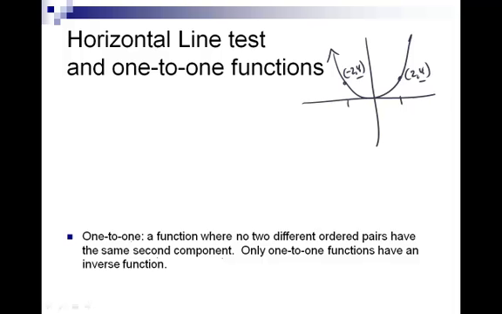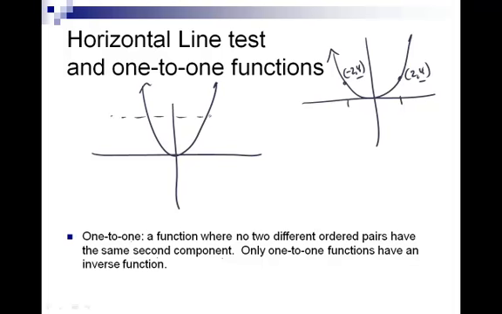This would not have an inverse because, let's look at it again. If I do the horizontal line test, it does not pass. Any function that does not pass the horizontal line test does not have an inverse function. Now, let's continue on for a bit here.